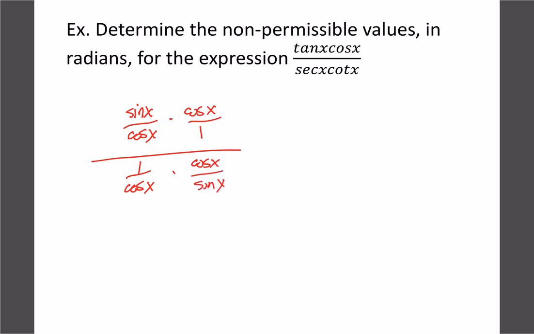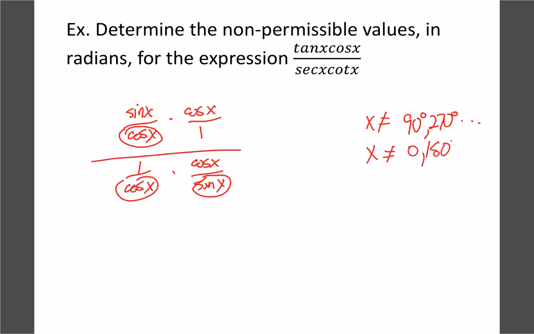Okay, so at this point let's do our non-permissibles. We have cosine on the bottom again, so that'll be 90 and 270, and so on. We've got cos on the bottom, we've already taken care of that. We've got sine on the bottom as well, so we're also going to get 0 and 180 and so on. So just like the last time, instead of 90 plus 180, we just have every 90 degrees.